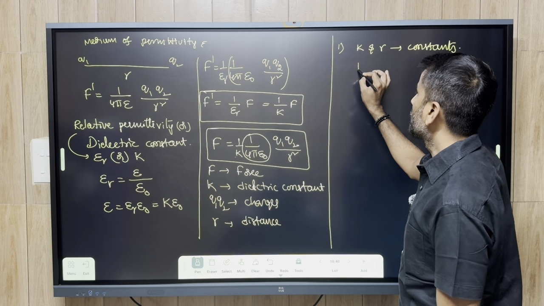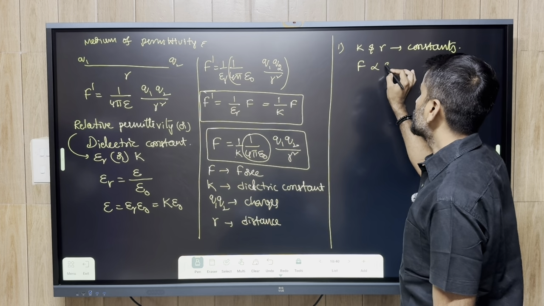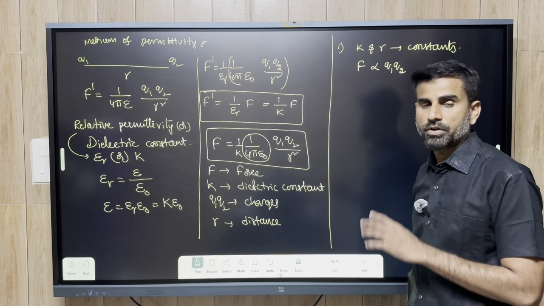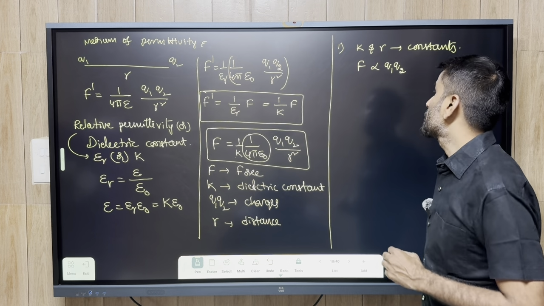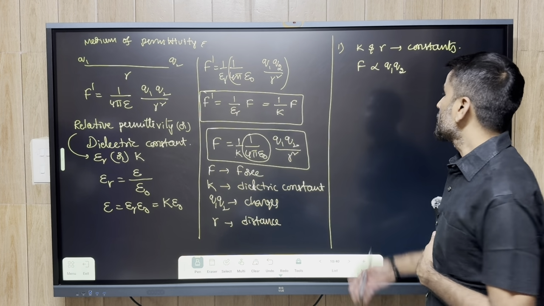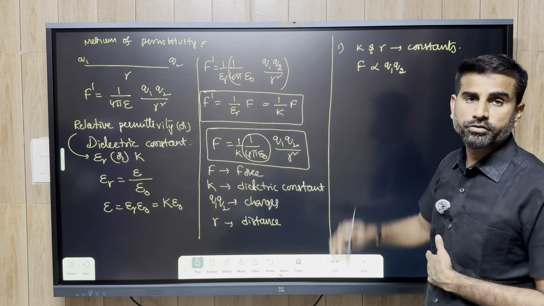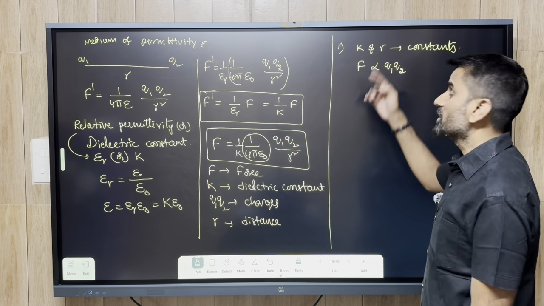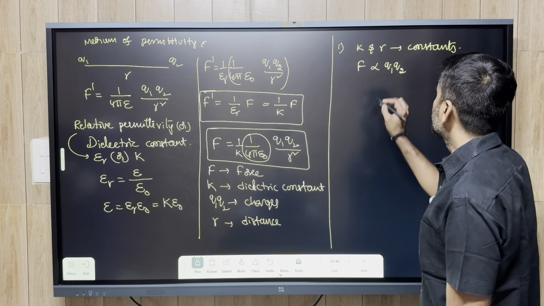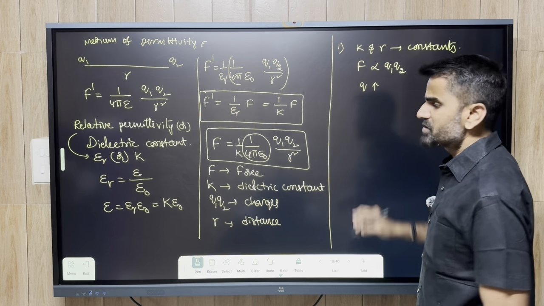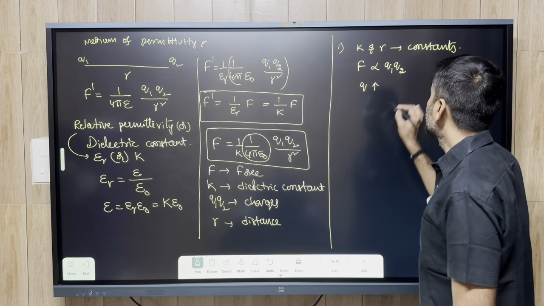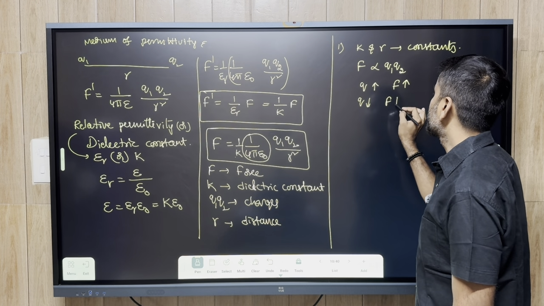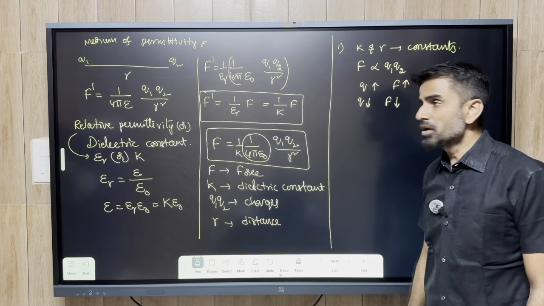Now force is proportional to Q1 and Q2, which we already know from the equation and from the statement as well, right? F is proportional to Q1 and Q2. So if I increase the charge, then the force also increases, only if these two quantities are constant. So if any of the charges or both of the charges is increased, force also increases and vice versa. If charge decreases, force also decreases, okay?